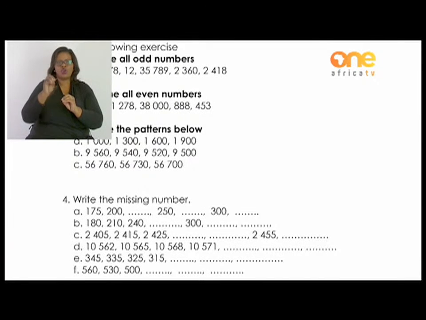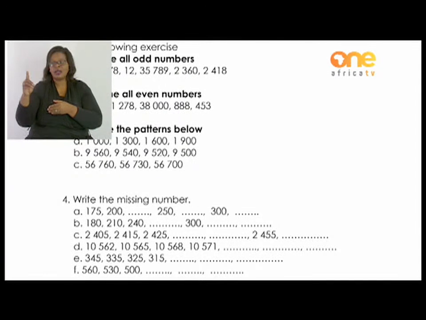Then number 2 is saying underline even numbers. For you, you are supposed to recite 2's times table, which is 2, 4, 6, 8, 10. So any number which is an odd number. I can give you 38,000 as an even number.